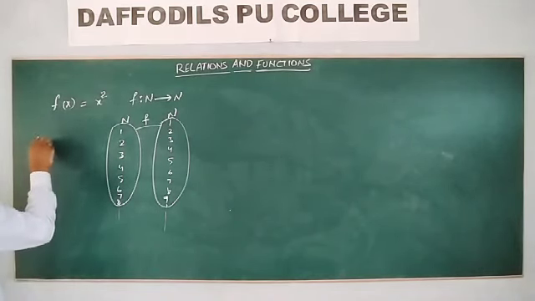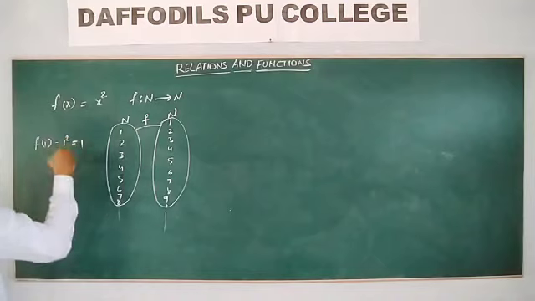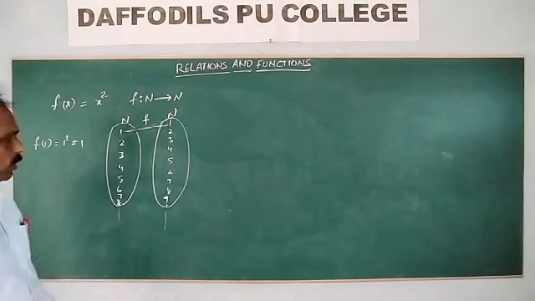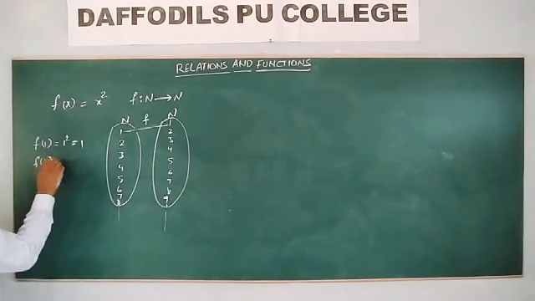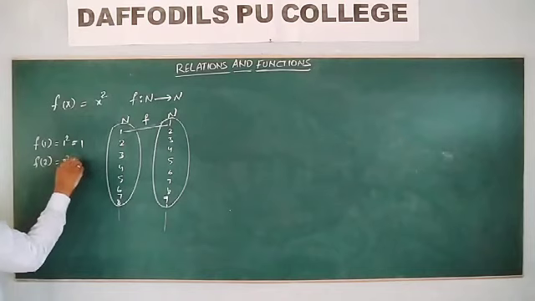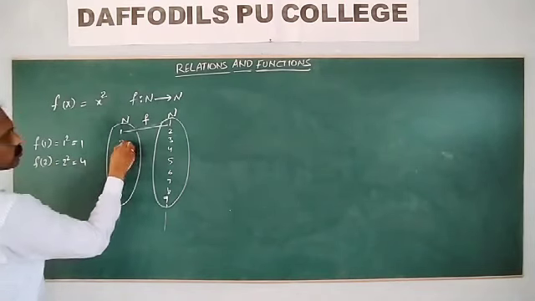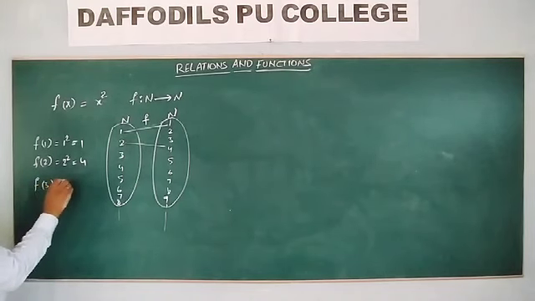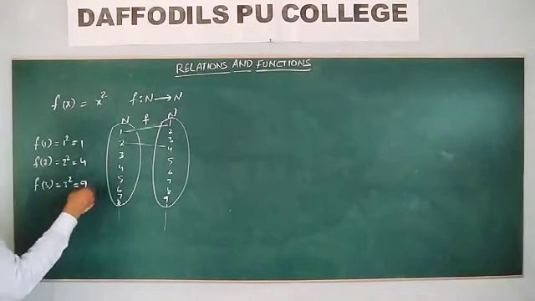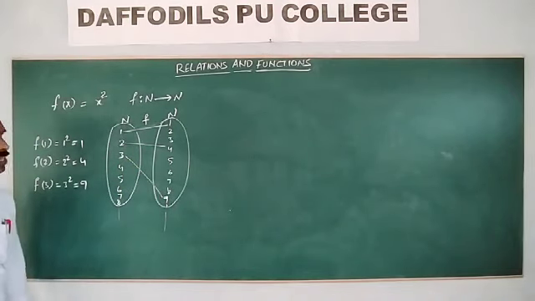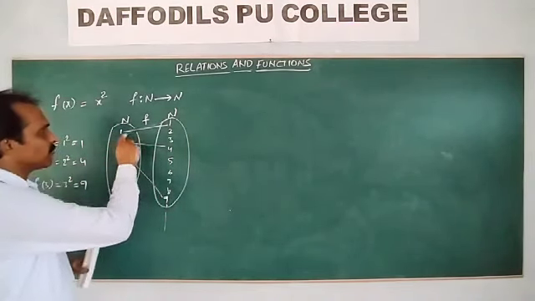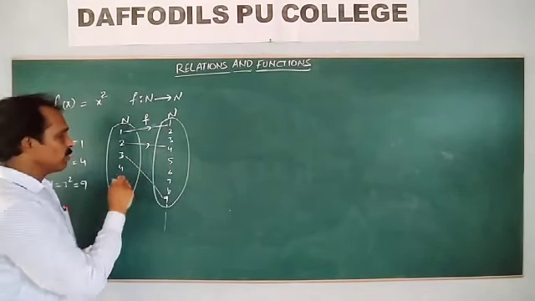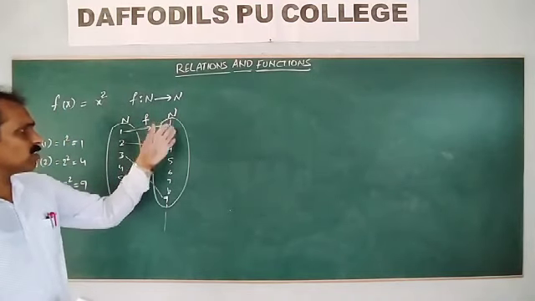Suppose f of 1 is equal to 1 squared, 1. f of 2 is equal to 2 squared, 4. f of 3 is equal to 3 squared, 9. Okay, it satisfies one-one: different elements, different images. For 1, the image is 1; for 2, the image is 4; for 3, the image is 9. These are called images.